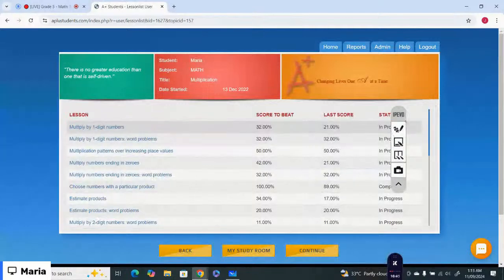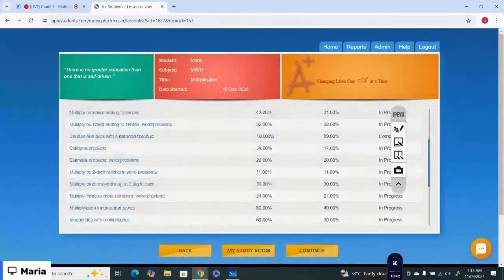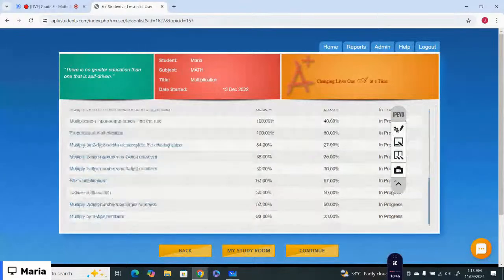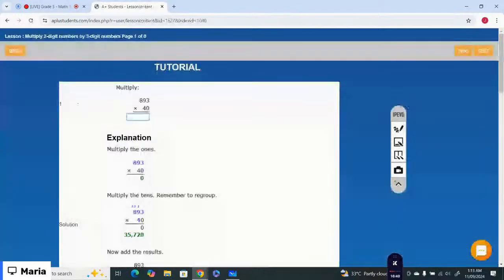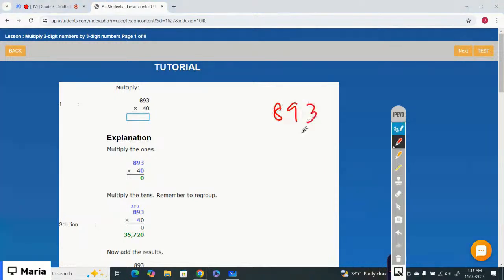The next lesson is multiply a two-digit number by a three-digit number. So let's just start with the test questions. The first one, now one of the numbers is three-digit and the other number is two-digit, right? So let's just start with the first one, that is 893 times 40. So again you have a 0 with a number, so just multiply the non-zero values. You can do 893 times 4, right?